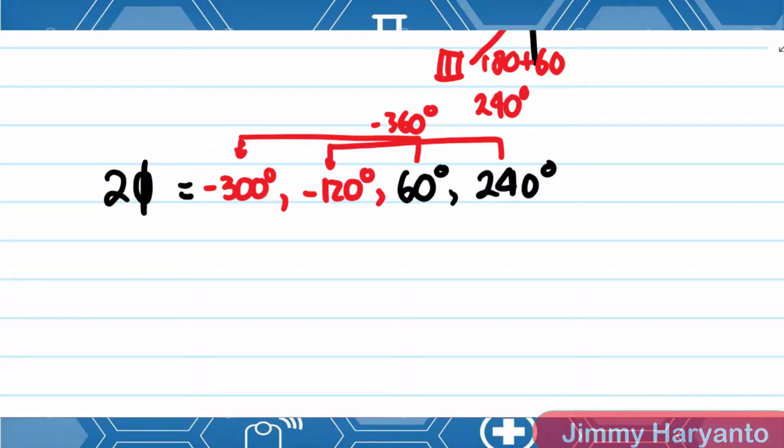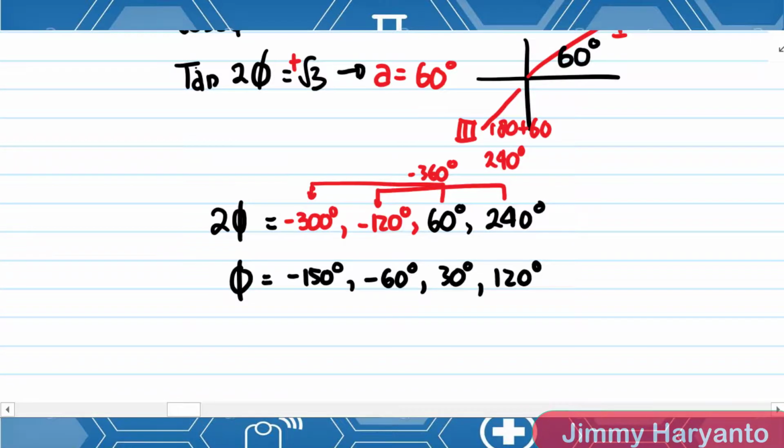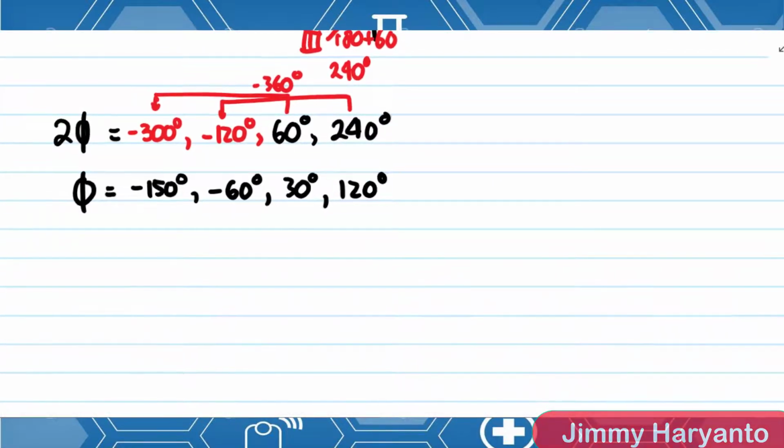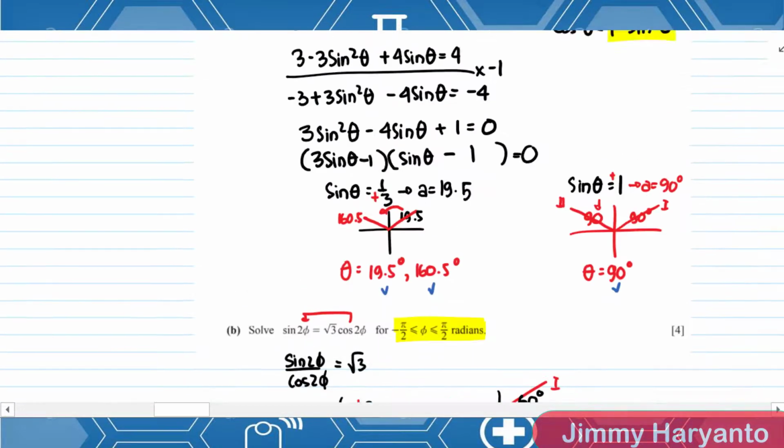And then this is still 2 theta. We have to find the theta, right? Theta equals to negative 300 divided by 2, and negative 120 divided by 2. After that, take a look at the intervals. The question gives us negative half pi less than or equal to theta less than or equal to half pi.